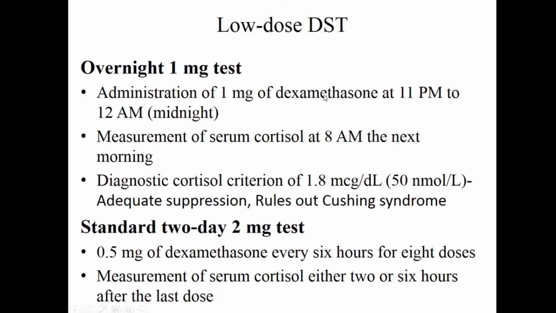That is the reason we administer 1 milligram of dexamethasone at around 11 p.m. to 12 midnight, and you measure the serum cortisol at 8 a.m. the next morning. So what happens when you give 1 milligram of dexamethasone at night? There will be an increased level of glucocorticoids in the blood. Agree or not?